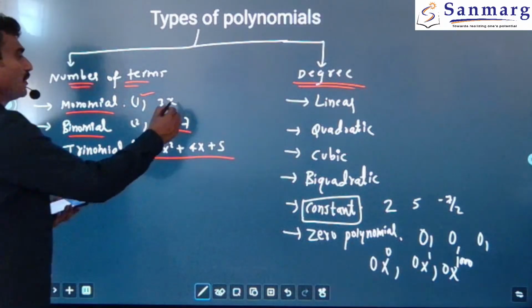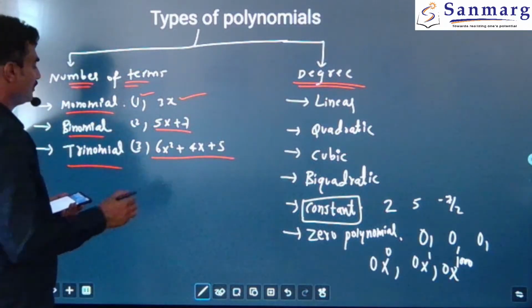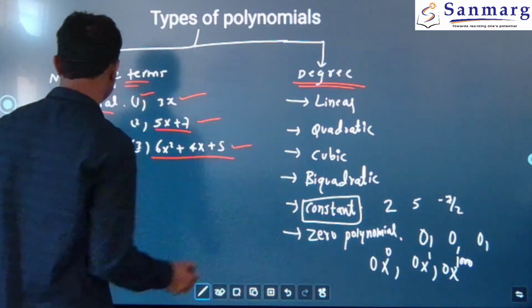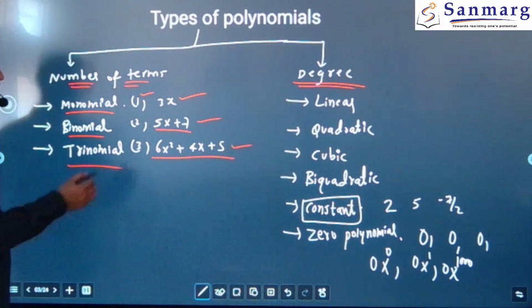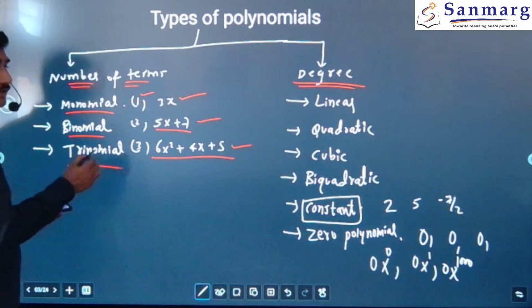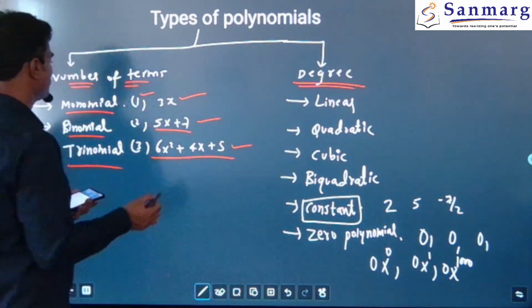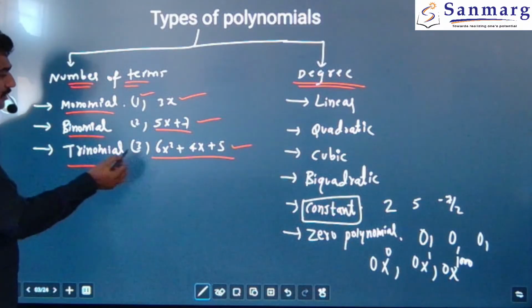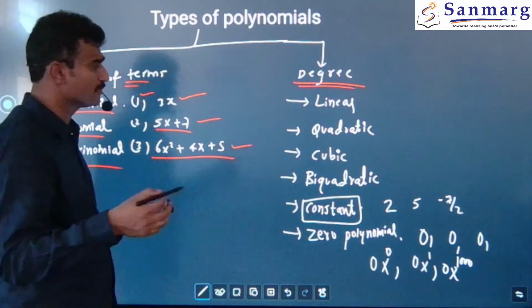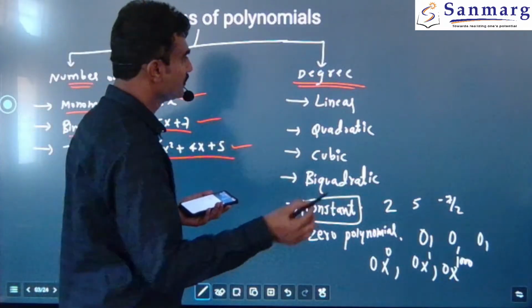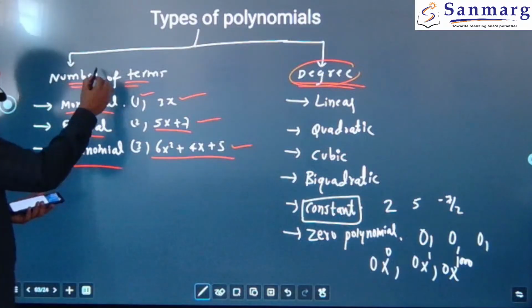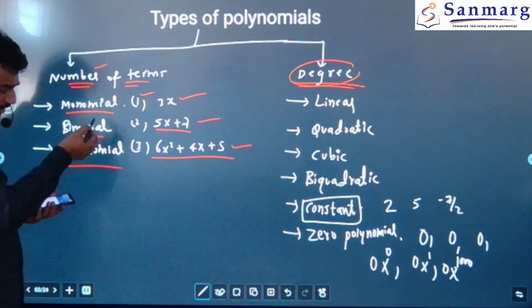So one term is a monomial, two terms a binomial, three terms a trinomial. Monomial, binomial and trinomial are three varieties of expressions. If there are many terms, we obviously call it a polynomial. Based on the number of terms, we have these categories.